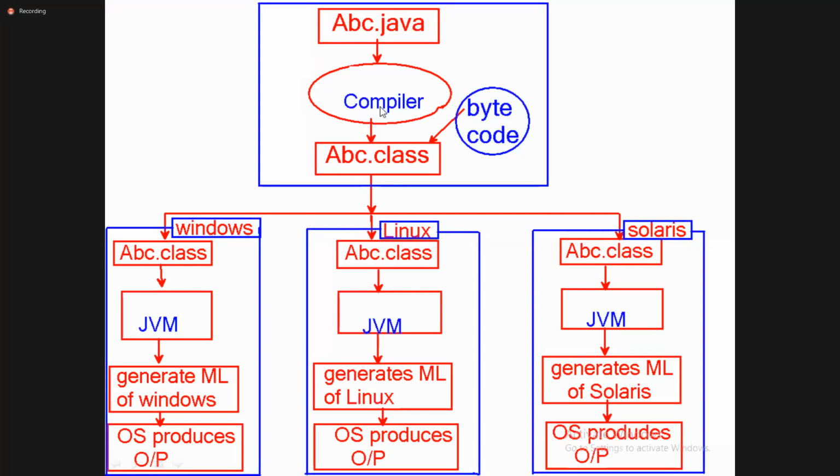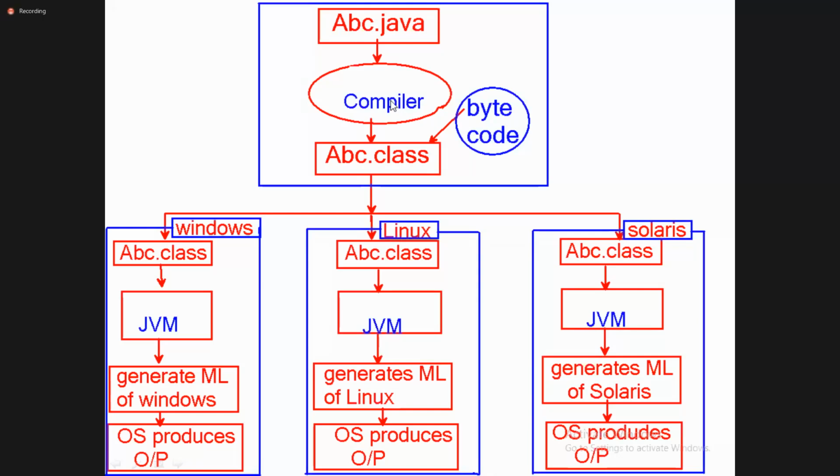Why? Guess why a single compiler software for all operating systems? The abc.java source code is Java related. The abc.class file is also related to Java only, right? Is it related to any operating system? No. It is not related to any operating system. So the source code is related to Java, and the compiled code is also related to Java. Then this compiler is not specific to any operating system. This is a Java compiler.